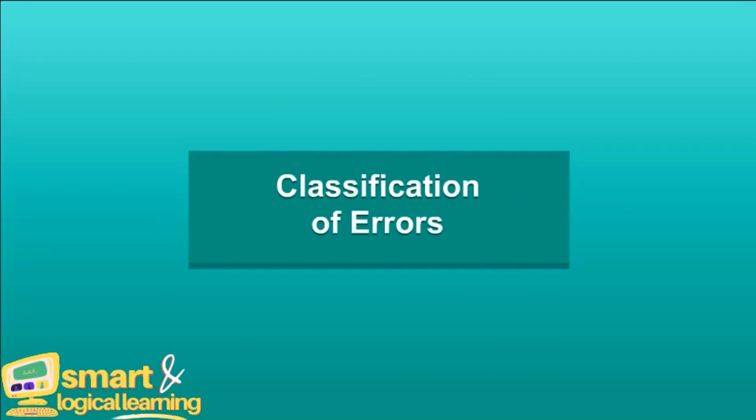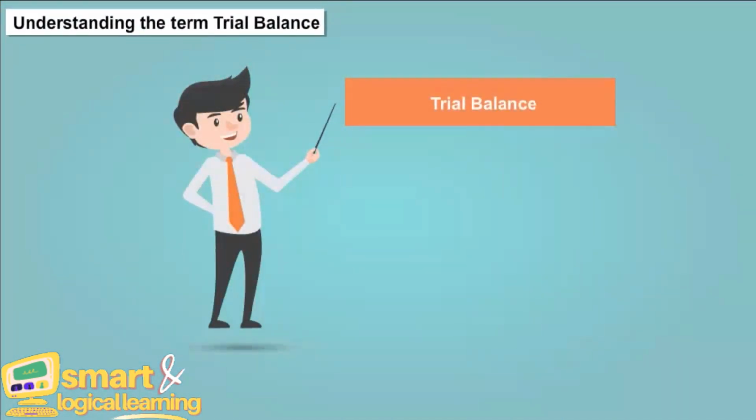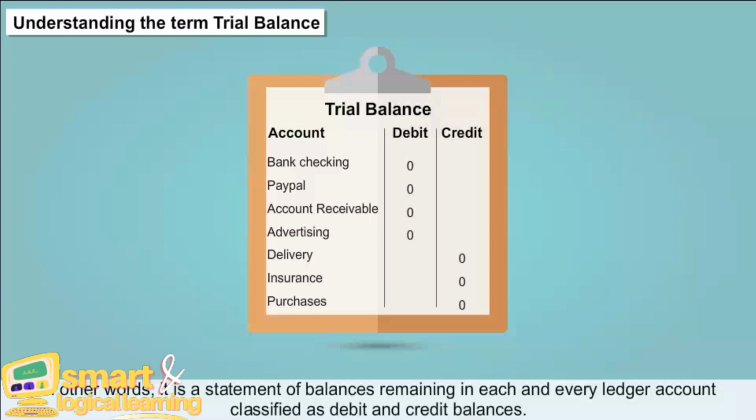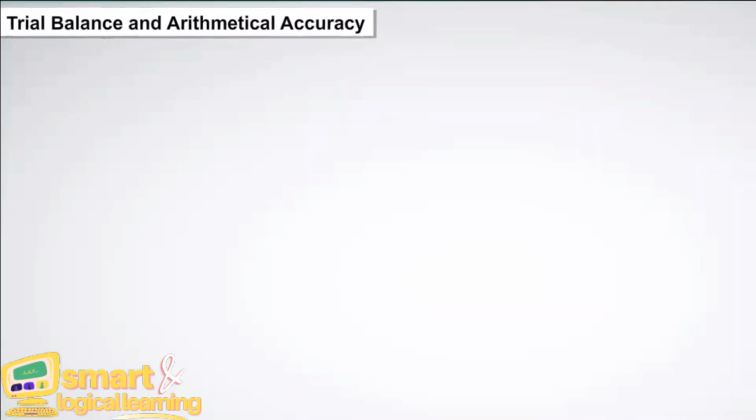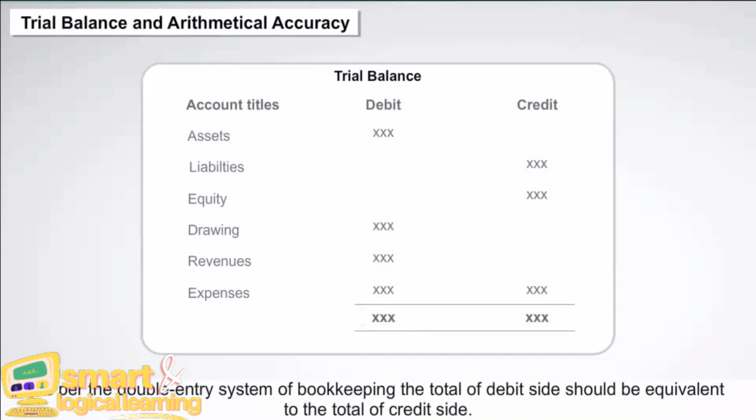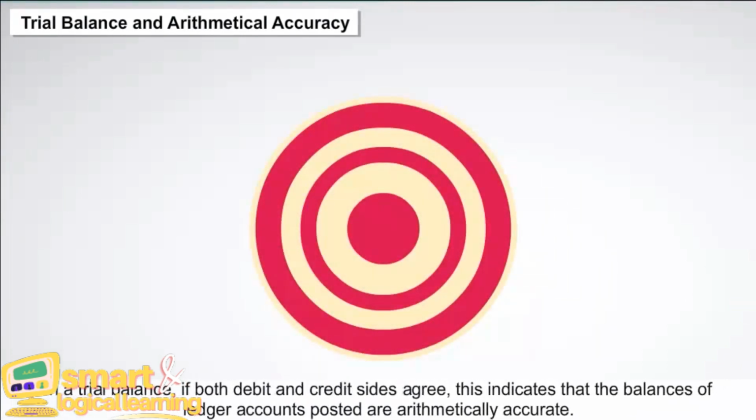Classification of errors. Understanding the term trial balance. The trial balance is a summary level of listing of the debit or credit total in each account. In other words, it is a statement of balances remaining in each and every ledger account classified as debit and credit balances. Trial balance and arithmetical accuracy. As per the double entry system of bookkeeping, the total of debit side should be equivalent to the total of credit side. In a trial balance, if both debit and credit sides agree, this indicates that the balances of ledger accounts posted are arithmetically accurate.